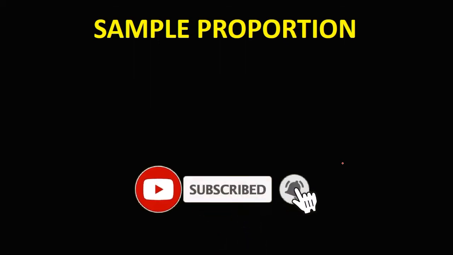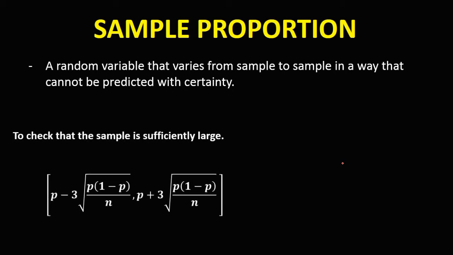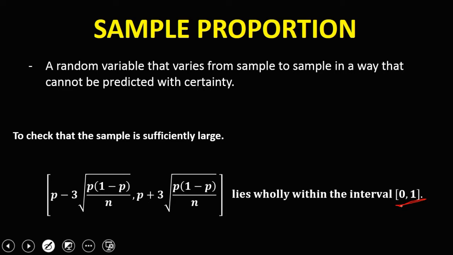Okay, so let's have this topic, the sample proportion. A sample proportion is a random variable that varies from sample to sample in a way that cannot be predicted with certainty. And to check if the sample is sufficiently large using this formula, take note that the interval is within 0 and 1.